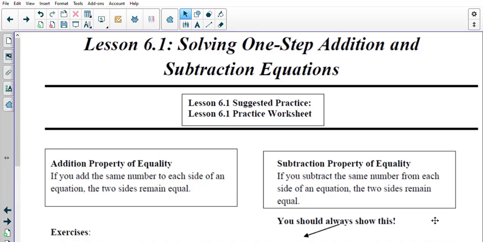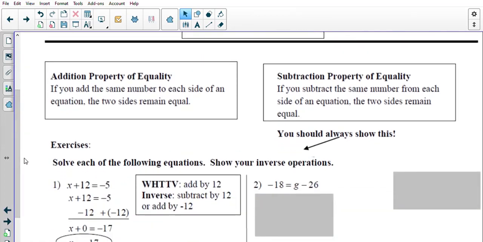So first things first, I do want to introduce the addition and subtraction properties of equality. The addition property of equality says that if you add the same number to each side of an equation, then the two sides remain equal. So we kind of did this when we were doing our pre-lesson 6.1 notes in terms of showing the same operation on both sides of the equation. The subtraction property of equality says that if you subtract the same number from each side of an equation, the two sides remain equal. So if we do the same thing to both sides of an equation, both sides are going to remain equal, which makes sense. It's going to keep it balanced.